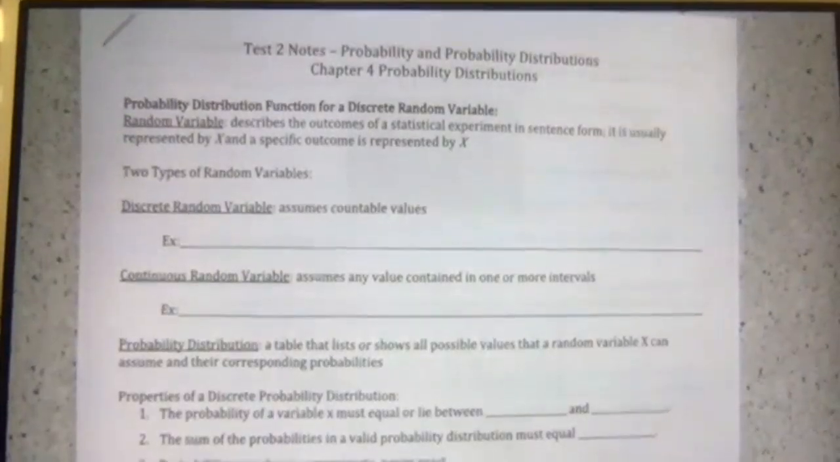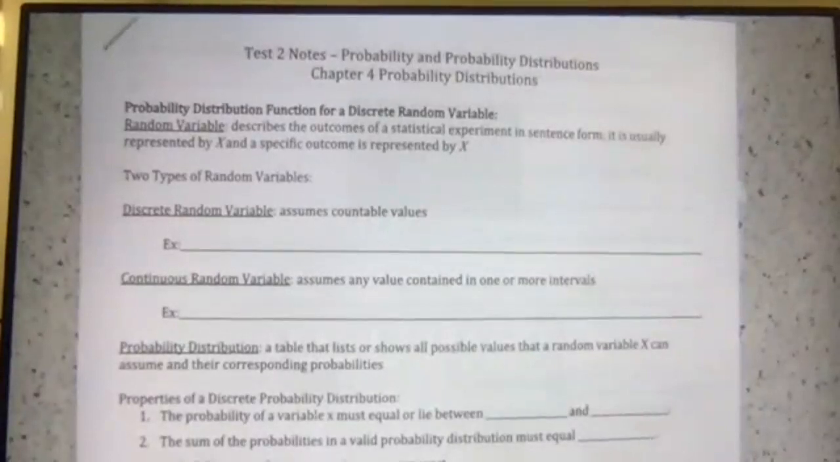All right, so again, test 2 is about probability and probability distributions. So we talked about probability in general in chapter 3, and now we're going to talk about probability distributions for chapter 4. So we always start off with the boring vocabulary, so let's get it over with.